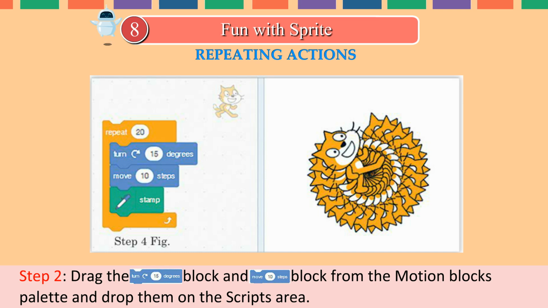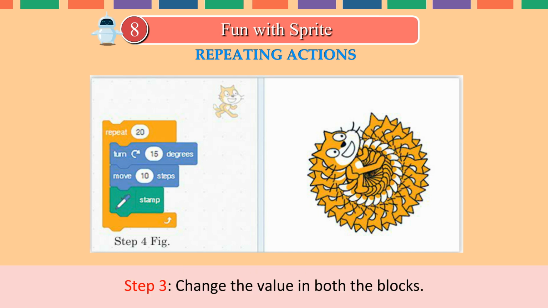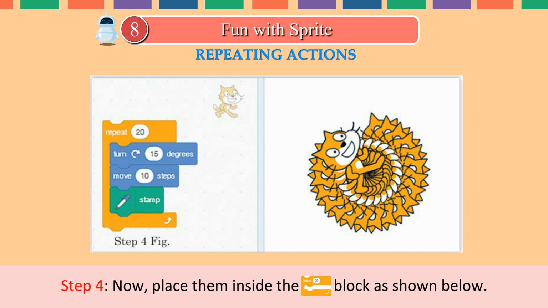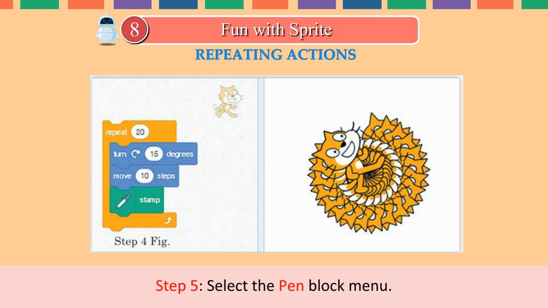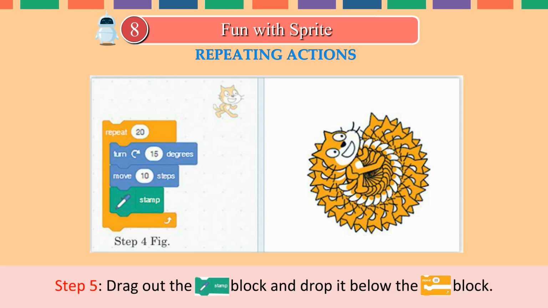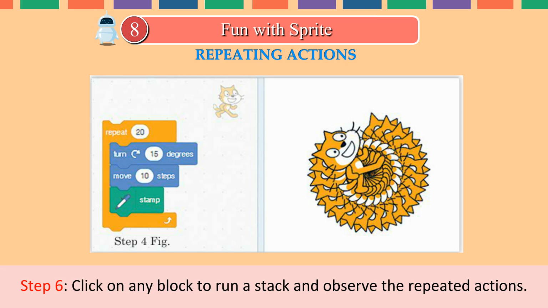Step 2. Drag the Turn 15 degrees block and Move 10 steps block from the Motion blocks palette and drop them on the Scripts area. Step 3. Change the value in both the blocks. Step 4. Now, place them inside the Repeat 20 block as shown below. Step 5. Select the Pen block menu. Drag out the Stamp block and drop it below the Repeat 20 block. Step 6. Click on any block to run the stack and observe the repeated actions.